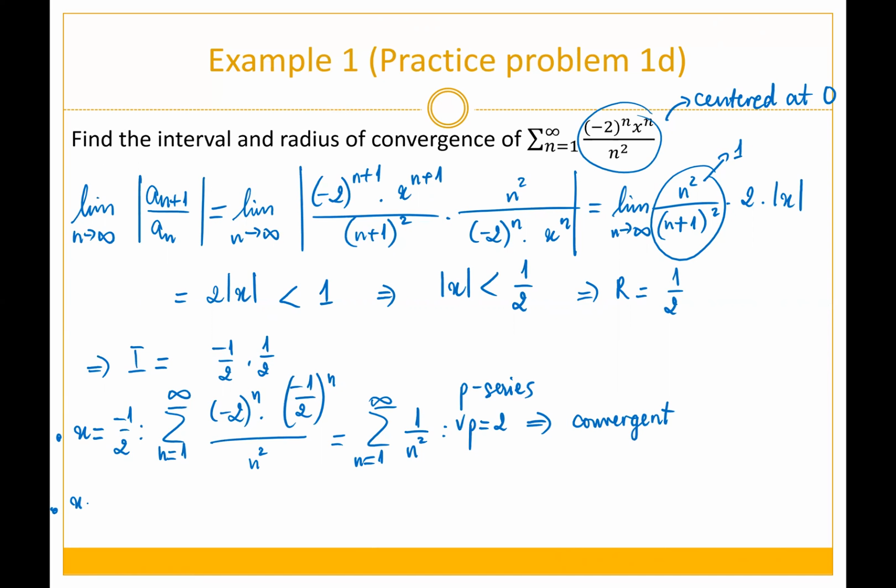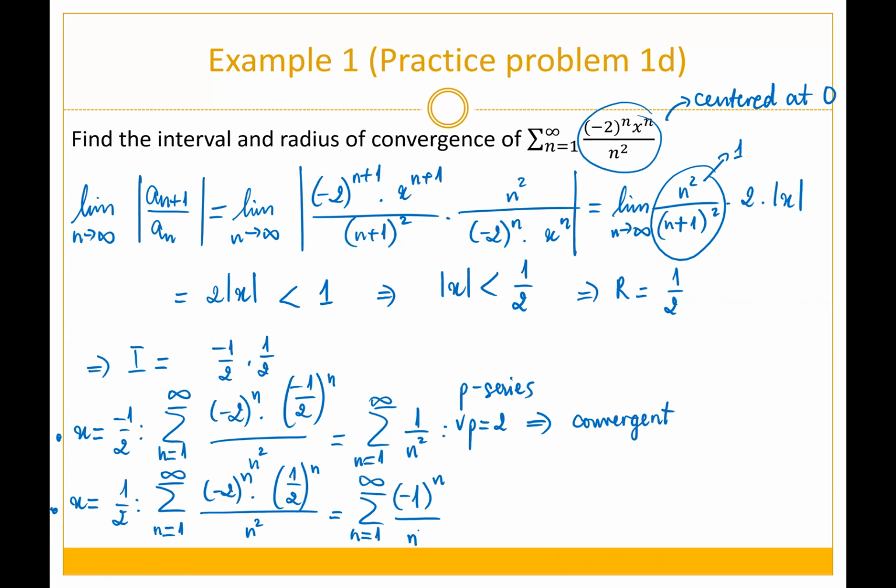Now, if you have x equal to negative half, then your series is going to become negative 2 to the n, negative half to the n, divided by n squared, which is going to give us the series of negative 1 to the n divided by n squared. And so this one is going to converge by the alternating series test.